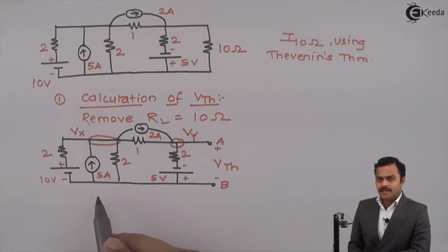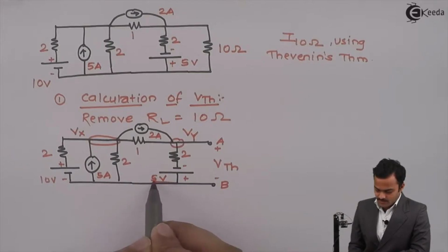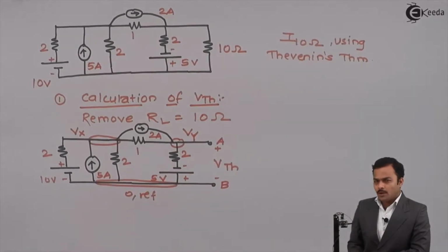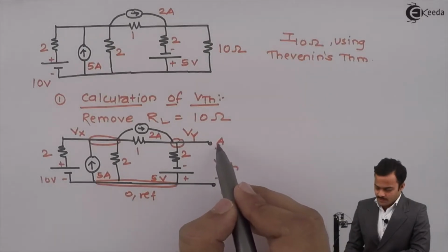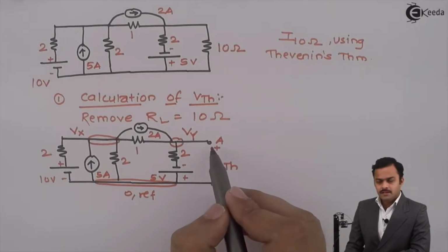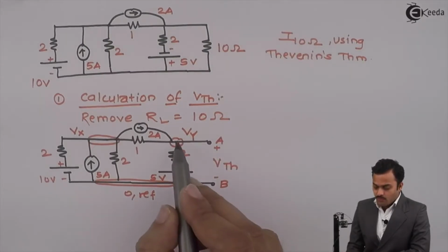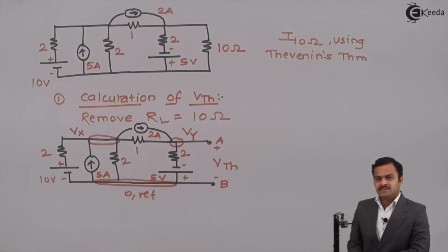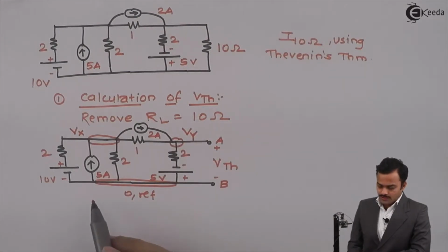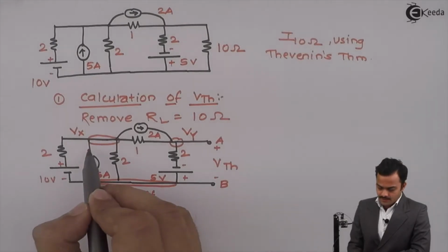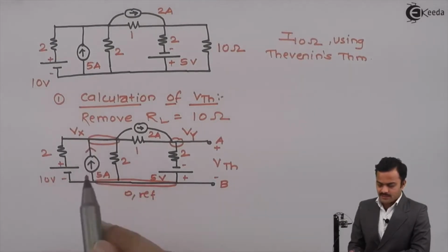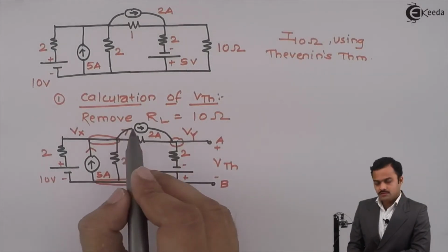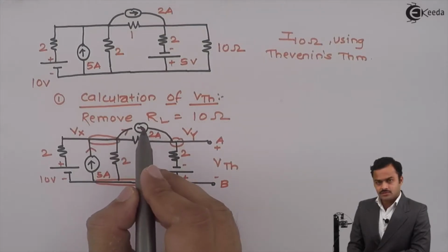Let's not forget the very important concept, that is a reference node. Now see properly, VTH is nothing but voltage between points A and B, which ultimately is Vy. So if I get the value of Vy, that is my VTH directly. So let's solve. Here I will take this branch current same as the current direction, same way for this current source. It is same as this current source.